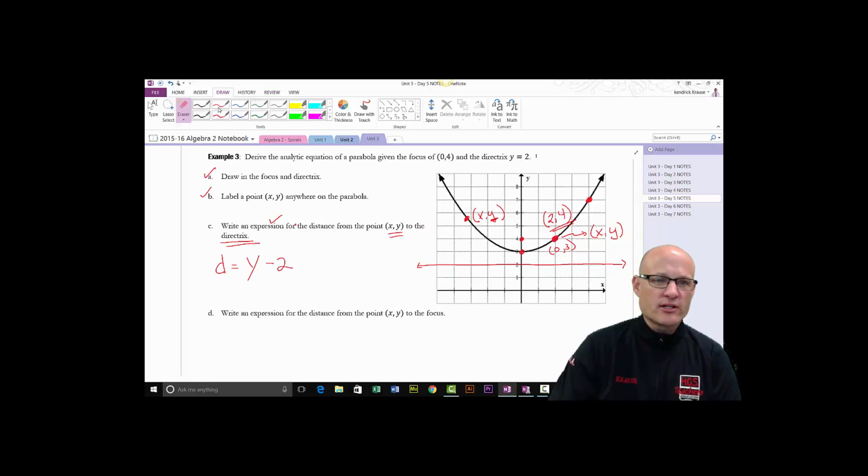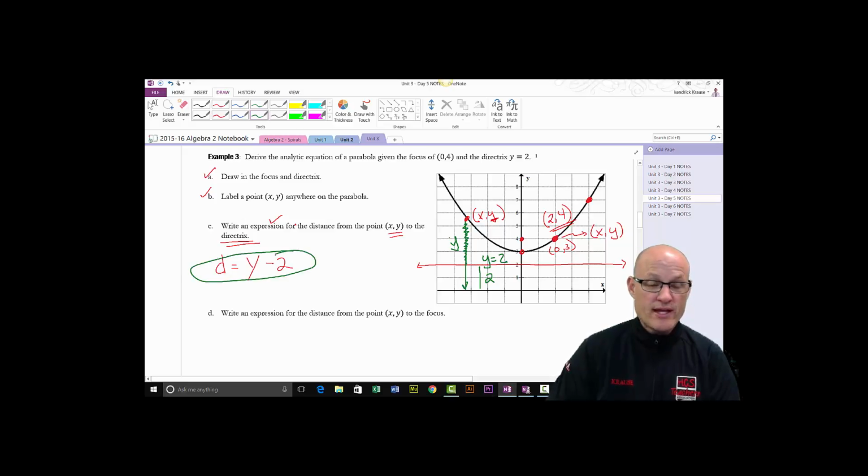Okay. So let's take a look at this again. The distance from here to here is y, right? Because you count up y units. The distance from here to here is 2 because this line is y equals 2. So this part that remains, which is this part right here, is just y minus 2. So that distance is y minus 2.